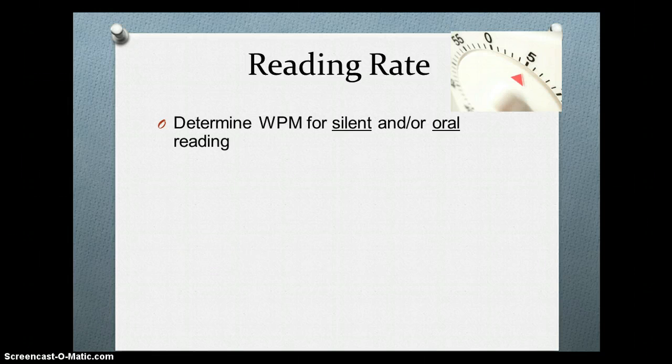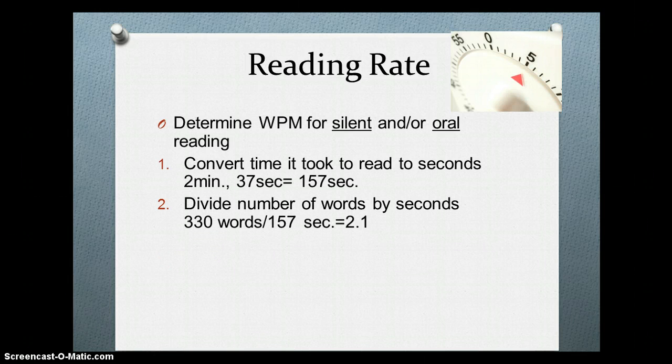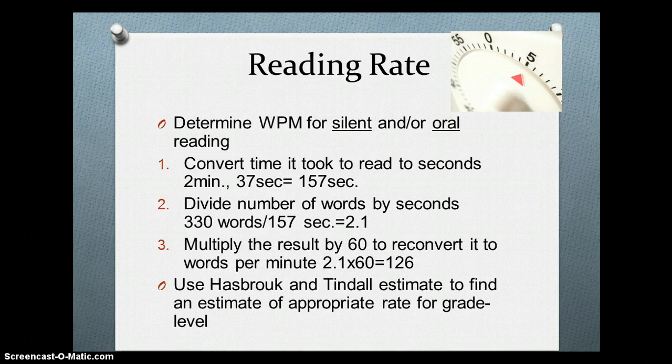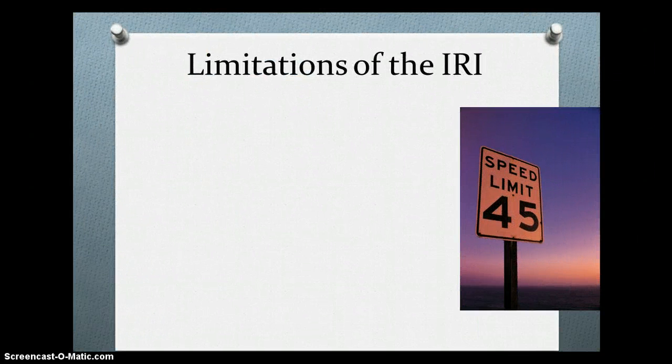Reading rate, so determining words per minute for silent and/or oral reading. That is how you do that. And now you've got to be a little careful, because Hasbrouck and Tindal is just going to be a very rough estimate, because it's really supposed to be words correct per minute. So that will not be the be-all and end-all for words per minute. There is some room for error there if you're doing a silent reading.